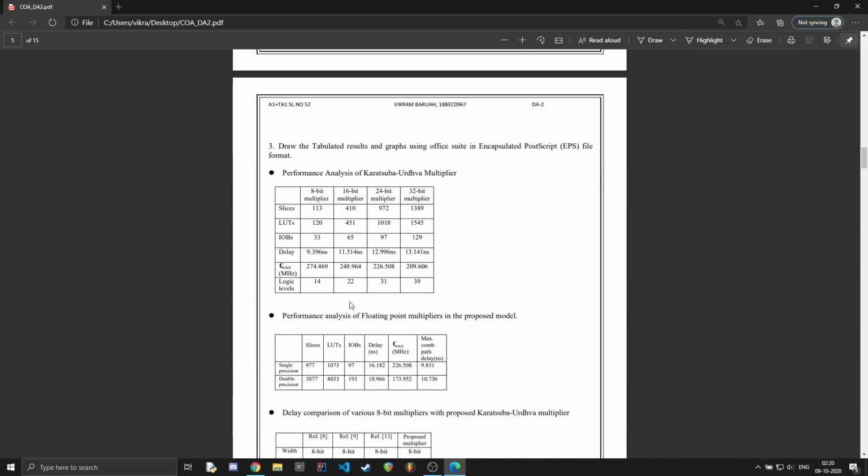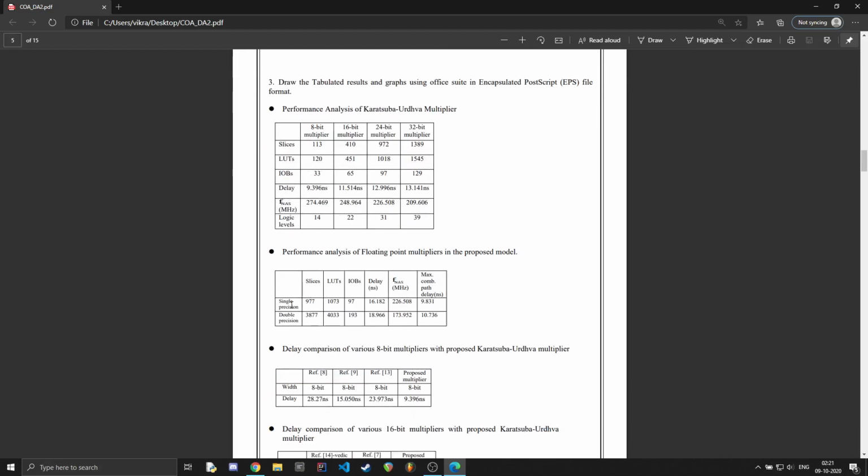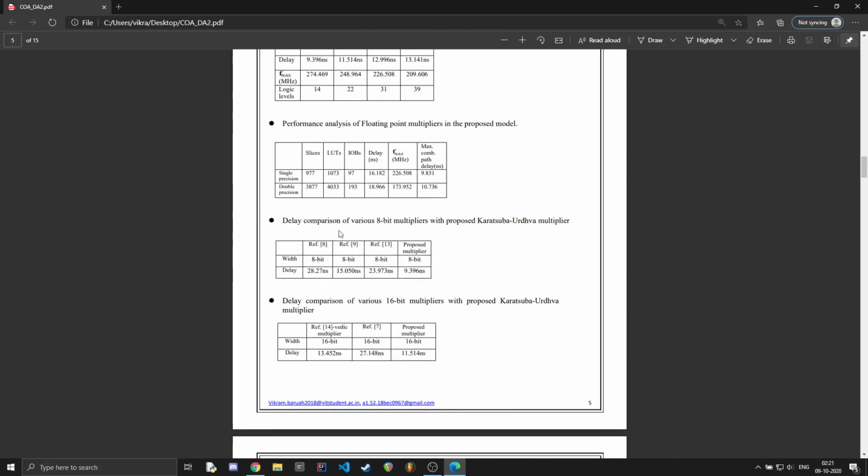So the next question asks us to tabulate the performance analysis. All of the tables have been tabulated in Microsoft Word. For the Karatsuba Urdhva multiplier we can see that there is a slight increase in the slices, LUTs and IOBs and delays as the bit size increases for the multipliers. Similarly, for single precision the difference becomes quite large depending on whether it is single precision or double precision.